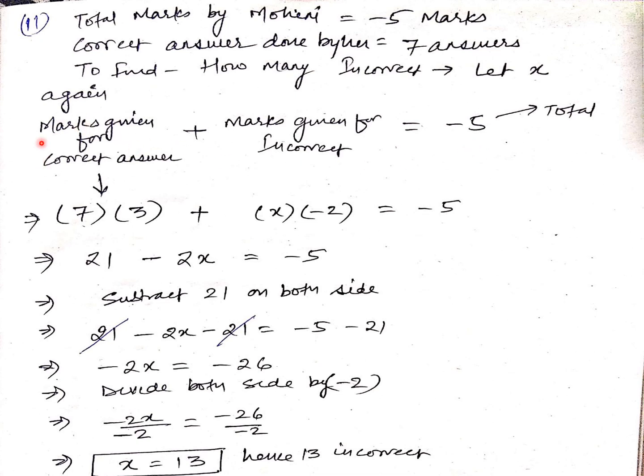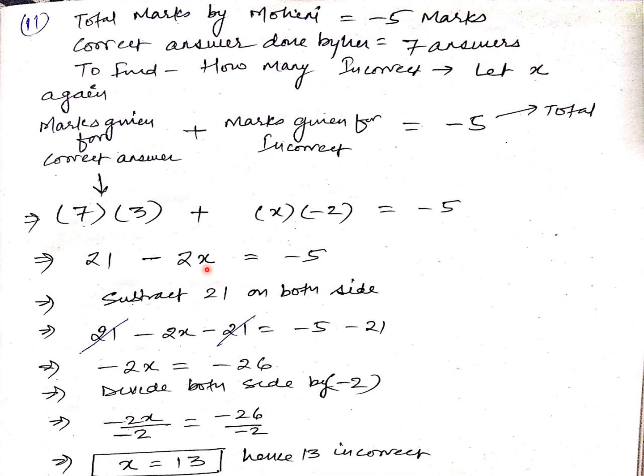To find this, we know she did 7 correct, marks given are 3, so 7 3s are 21 marks for correct answers. Similarly, she did x answers wrong and marks given are minus 2, so we have minus 2 into x, that is minus 2x. So 21 minus 2x is equal to minus 5. This is the equation. Same thing, we want the value of x.